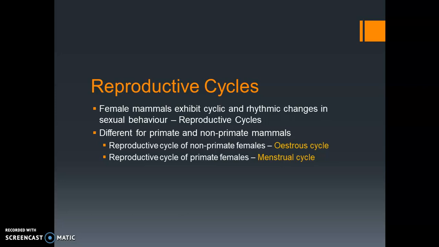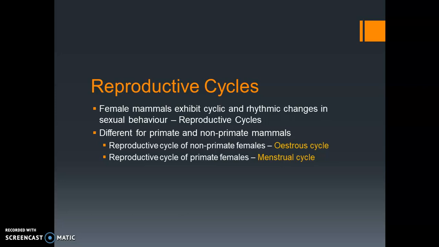So there are variations in the sexual behavior at different times of the year in the life of mammals. The brief period of sexual activity in males is called the rutting season. The reproductive cycle is more prominent in female mammals. That is, female mammals exhibit cyclic and rhythmic changes in sexual behavior, and these changes are generally called reproductive cycles.